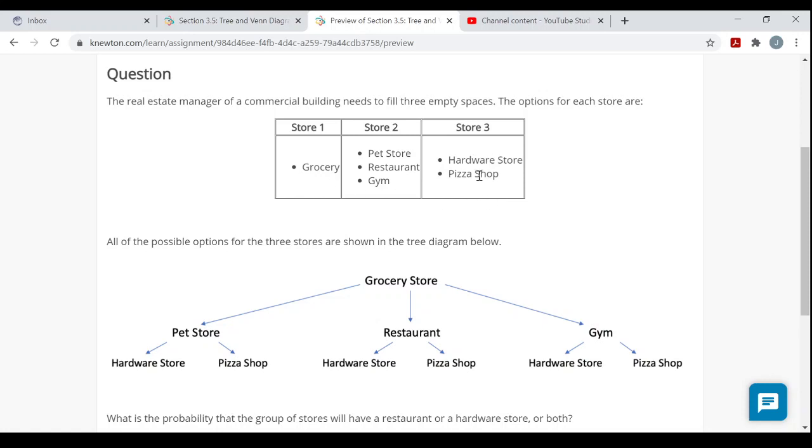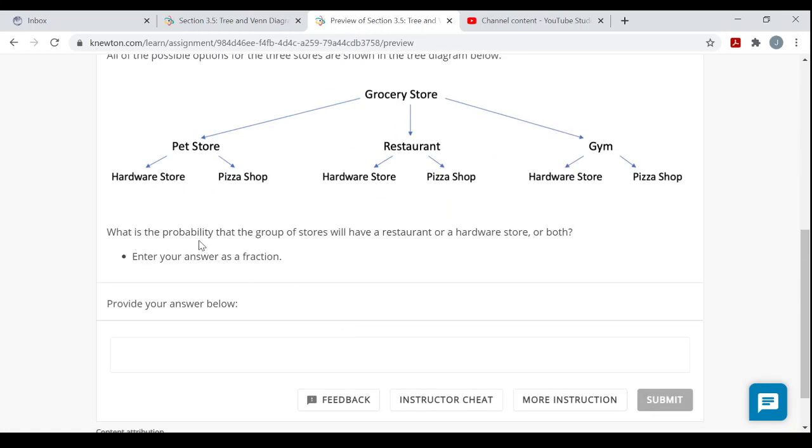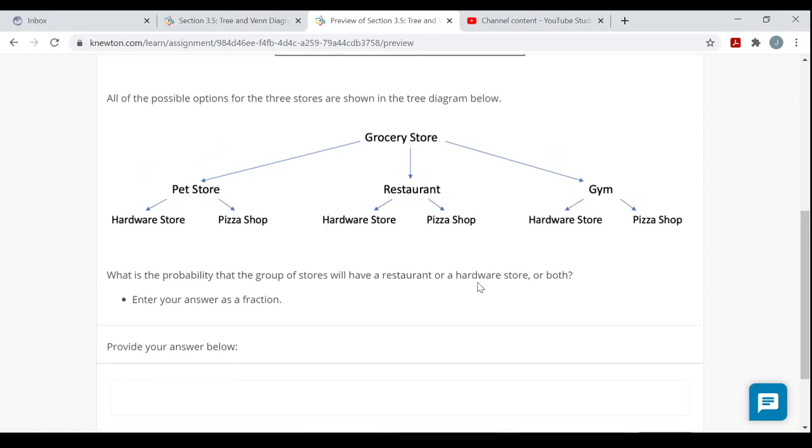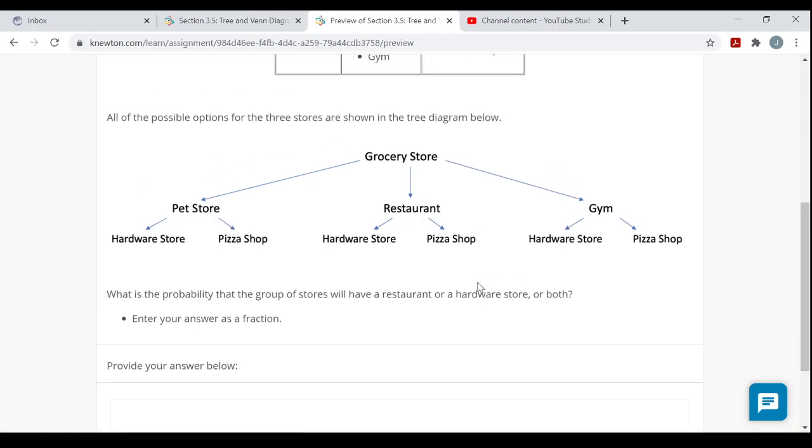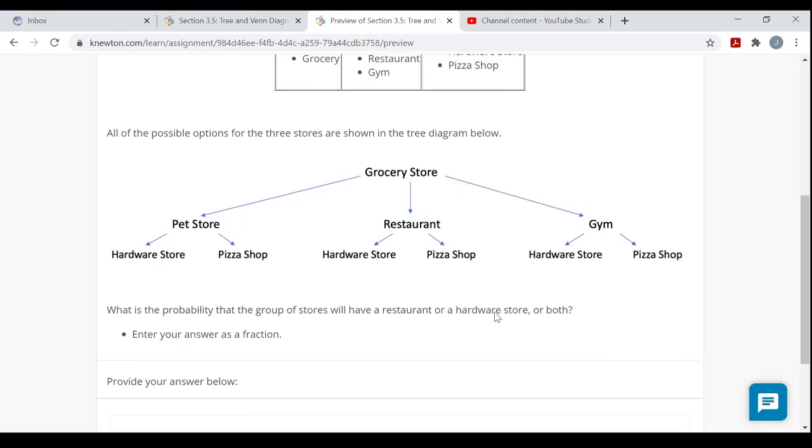So for all 3 together, store 1, store 2, and store 3, there's 1 times 3 times 2. There's 6 possible outcomes, right? And you see the 6. See how the bottom of the tree here has 6 ends to it. There are 6 paths. So what is the probability that the group of stores will have a restaurant or a hardware store or both? Right. So remember, this is the probability of A or B.